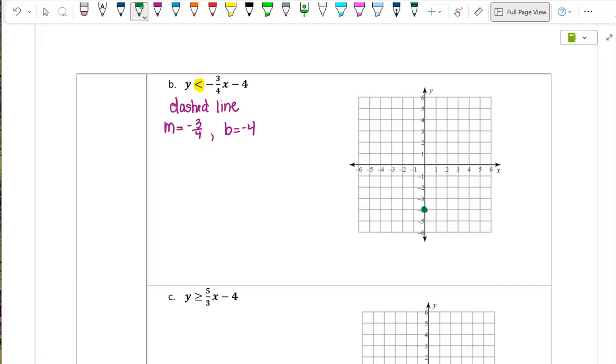So I'm going to start at negative 4 here on my y-axis. Now my slope tells me to go down 3 and 4 to the right. I can't go down 3 and 4 to the right, so I can go up 3 and 4 to the left to get my next point. And I'm not going to be able to get a third point in on this case because of the way the line is setting up. So I'm going to use my straight edge and again make sure I'm making it very clear that this is a dashed line, which means any point on that line is not a solution.